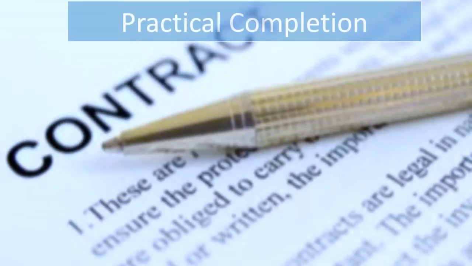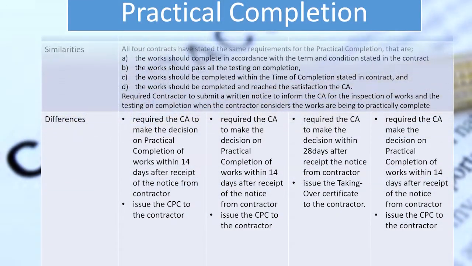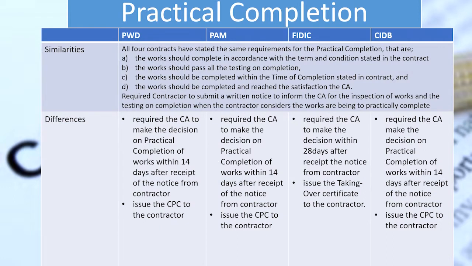The third issue is practical completion. For similarities, all four contracts state the same requirements for practical completion. They are: the work should be completed in accordance with the terms and conditions stated in the contract. The work should pass all the testing on completion. The work should be completed within the time for completion stated in the contract, and the work should be complete and reach the certification of the CA. There is also a statement requiring the contractor to submit a written notice to inform the CA for the inspection of work and the testing on completion when the contractor considers the work to be practically complete.